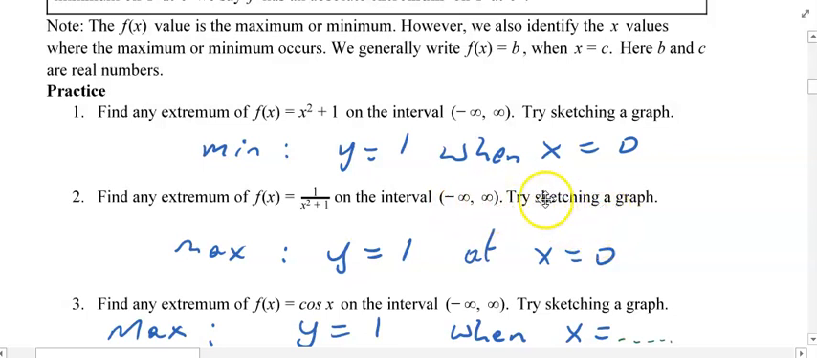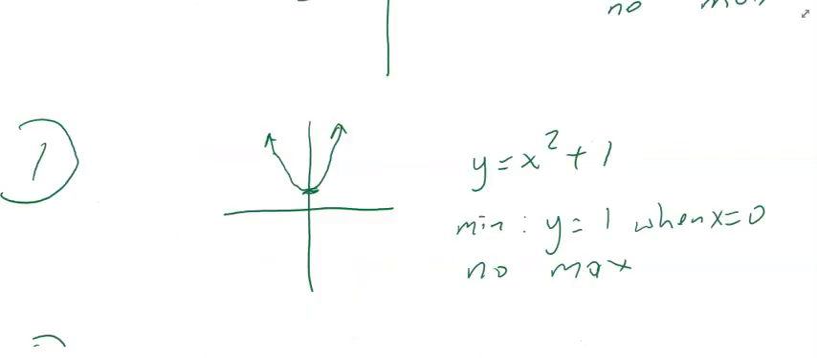Could do this by trying sketching the graph again. Also find an extremum of f of x equals cosine of x on the interval negative infinity to positive infinity. This we could do also by plotting the graph first.